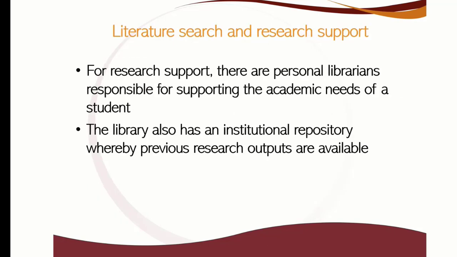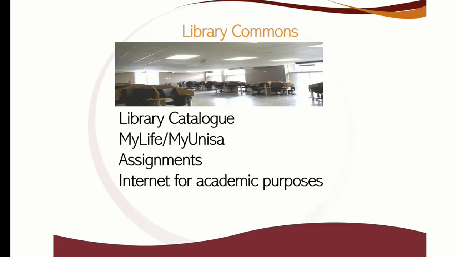As I indicated, for literature search and research support, there are personal librarians from the main campus who are responsible for supporting the academic needs of the students. The library also has an institutional repository whereby previous research outputs are available. So students can also come and we can assist regarding that. This is the picture of how our library commons are supposed to look. Students can come there to access the library catalog, do their My UNISA and My Life assignments, and also use the internet for academic purposes.